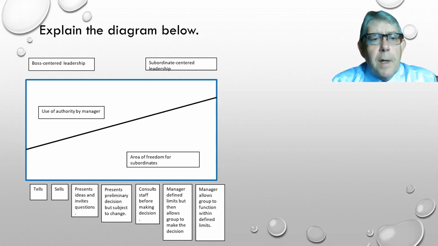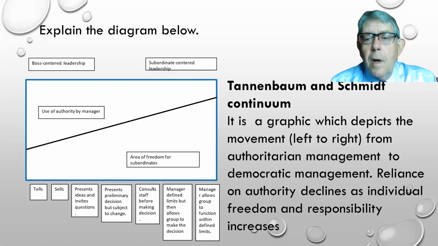Explain the diagram below. Right, this is the Tannenbaum-Schmidt continuum. It is a graphic which depicts the movement from left to right, from authoritarian management to democratic management. Reliance on authority declines as individual freedom and responsibility increases.